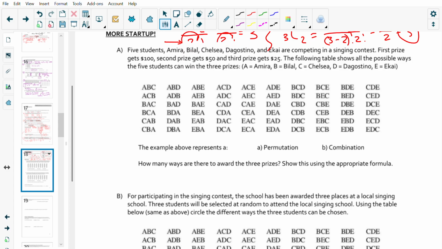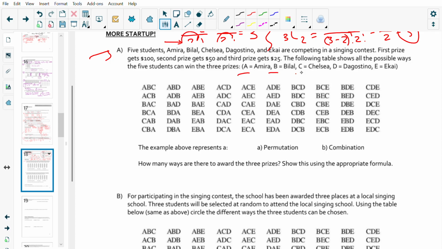Let's do another example. 5 students, Amira, Bilal, Chelsea, D'Agostino, and Ikai are competing in a singing contest. First prize gets $100, second prize gets $50, and third prize gets $25. The following table shows all the possible ways the 5 students can win the 3 prizes.